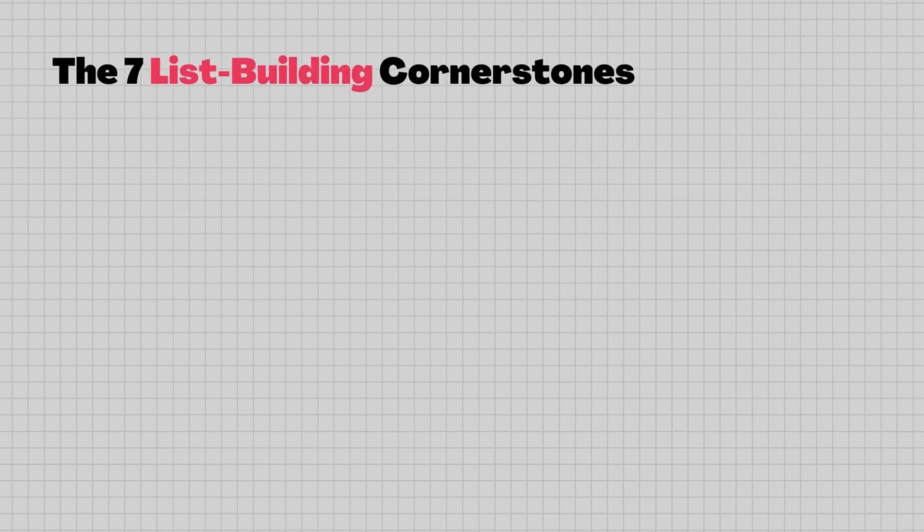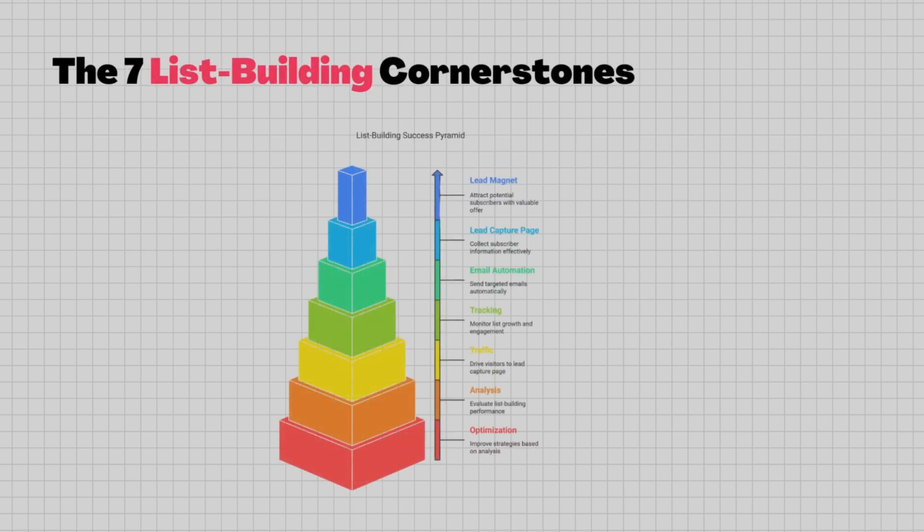List building might look like a walk in the park from the outside, right? But you can't just automate it and leave it unattended. The following are the elements that make list building the ultimate profit-generating online marketing strategy.